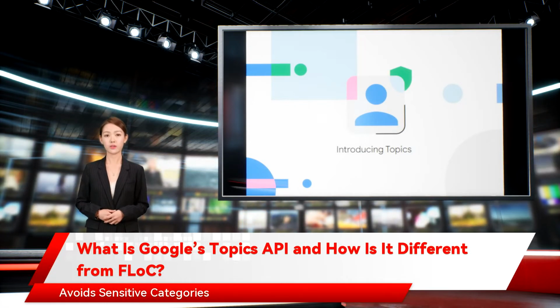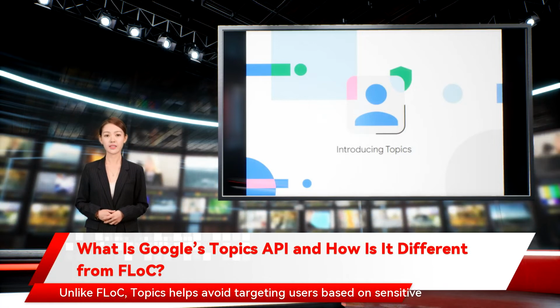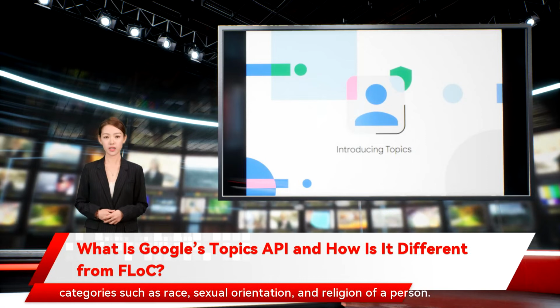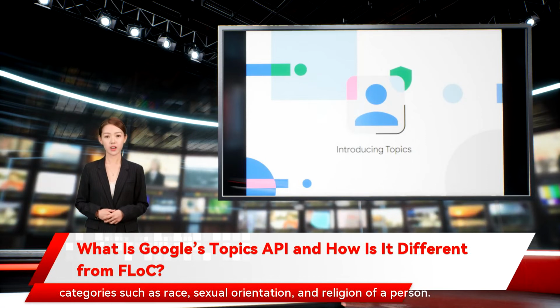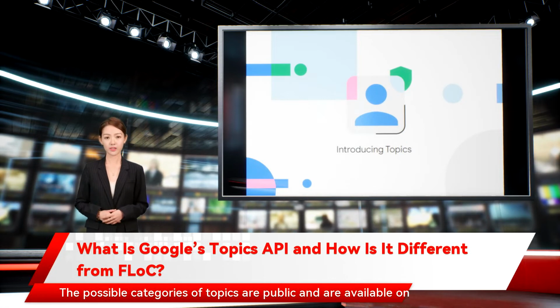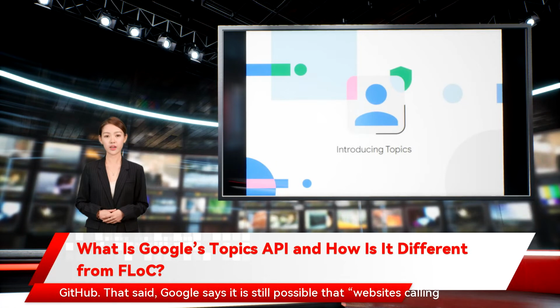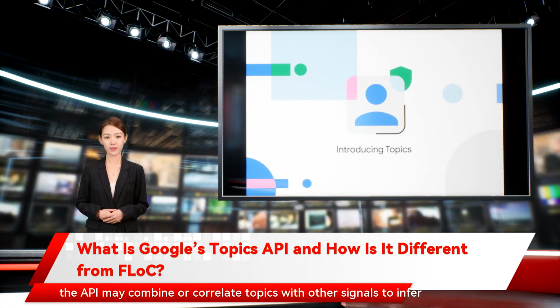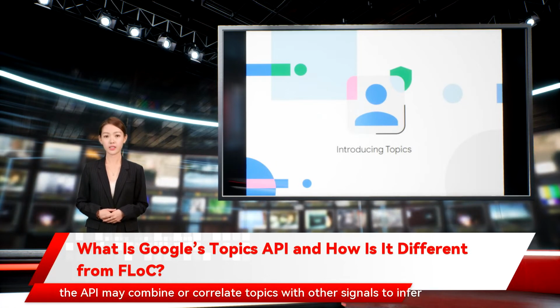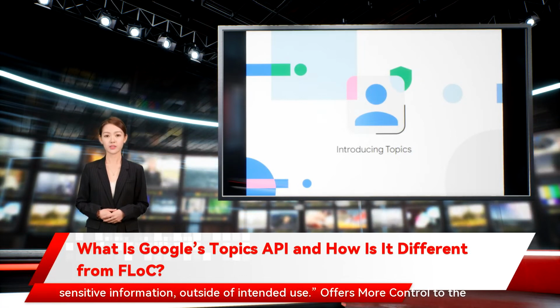Avoid sensitive categories. Unlike FLoC, Topics helps avoid targeting users based on sensitive categories such as race, sexual orientation, and religion of a person. The possible categories of topics are public and are available on GitHub. That said, Google says it is still possible that websites calling the API may combine or correlate topics with other signals to infer sensitive information outside of intended use.